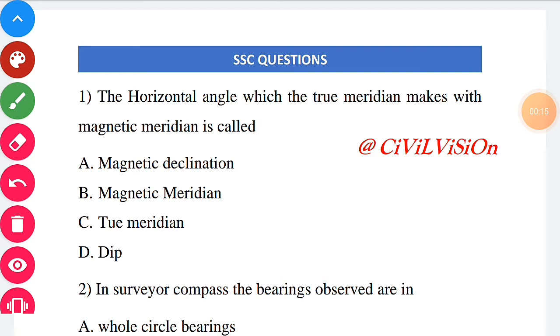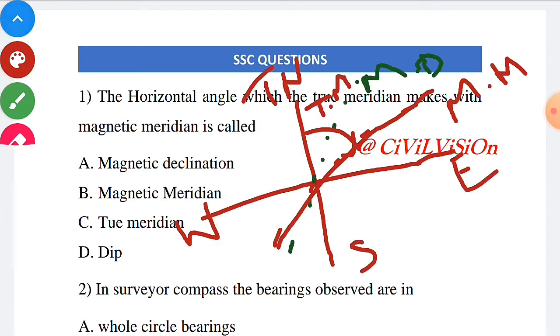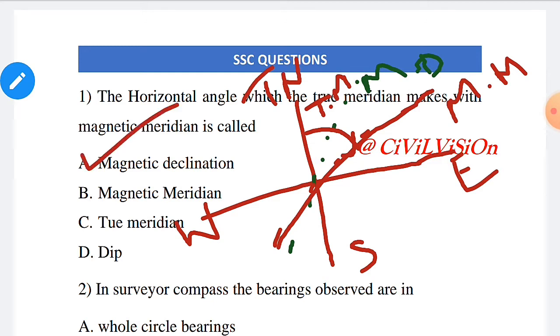First question. The horizontal angle which the true meridian makes with the magnetic meridian is called. Let us consider the graph. The green line indicates the magnetic declination and the red line indicates the magnetic meridian. The angle formed from true north to the magnetic meridian is called the true meridian. Therefore, the horizontal angle the true meridian makes with the magnetic meridian is called magnetic declination. Therefore, the correct answer for this one is option A, magnetic declination.